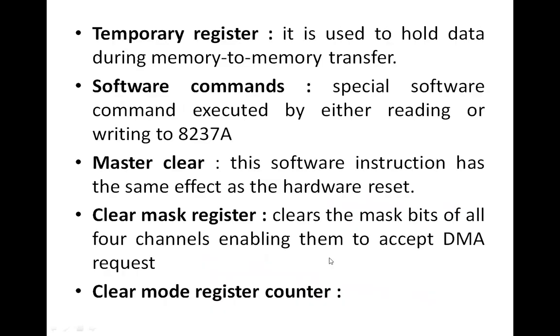Then we have temporary registers. Temporary registers are used to hold the data during the memory to memory transfer, because we know that the source memory address content will first be copied into the temporary register, and then from the temporary register it is copied into the destination address. So that's all.